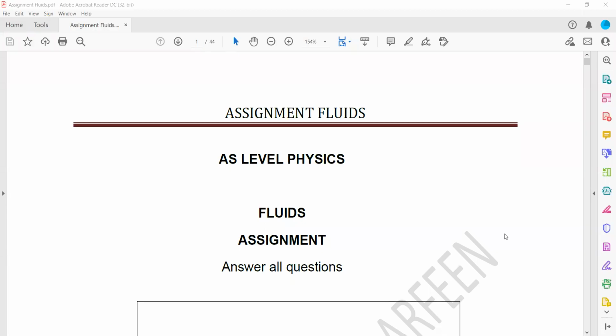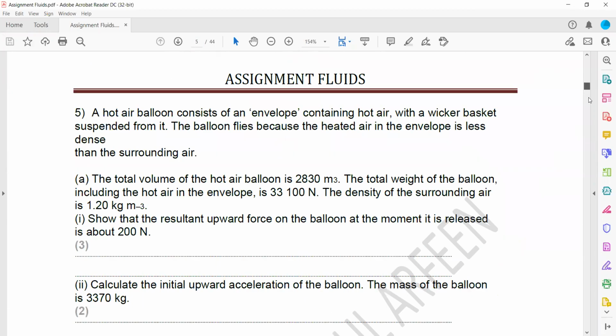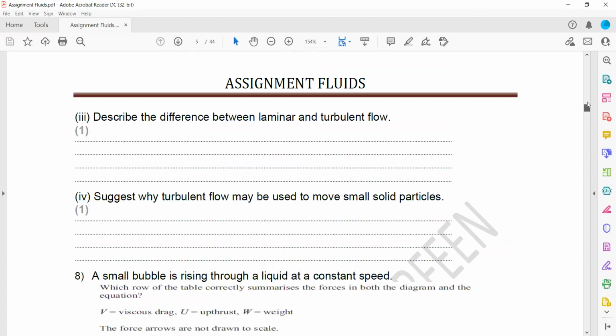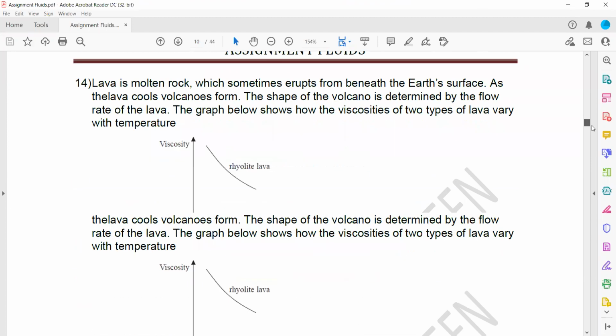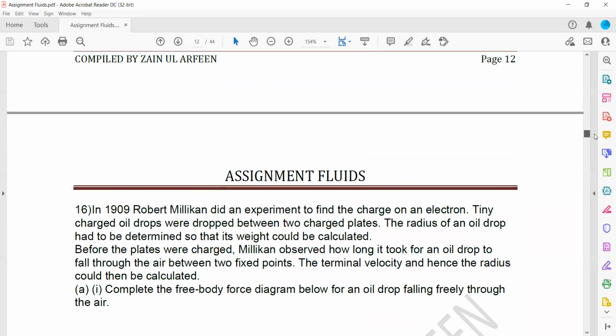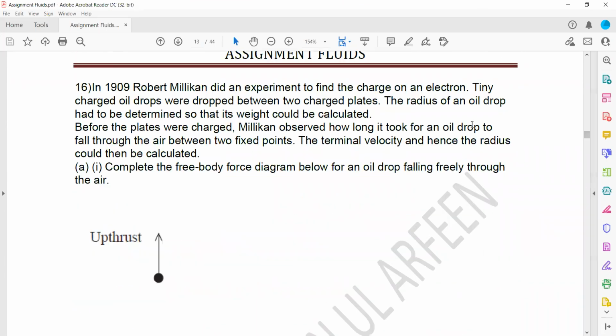So the topic is fluids, and in this session we'll discuss the doubts related to this exercise assignment. The first doubt is question 16 parts b2 and c. And this is question 16.